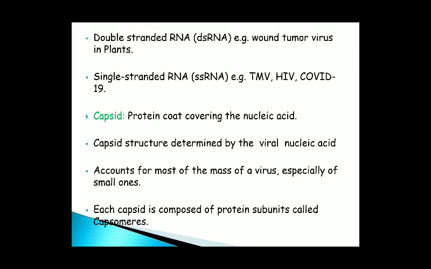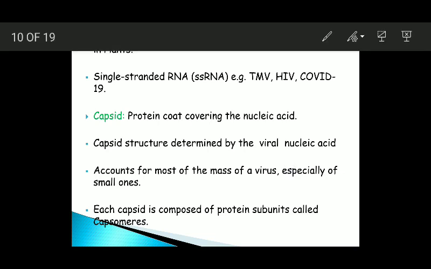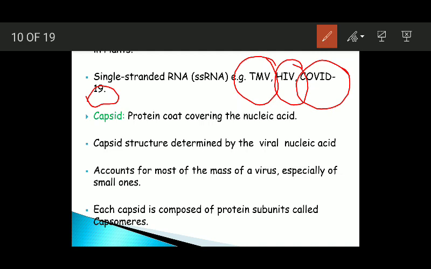All right. Then the fourth one is single-stranded RNA viruses. The examples are tobacco mosaic virus, human influenza virus, and COVID-19. All these viruses contain single-stranded RNA as their genetic material. Now we are clear with the genetic material of viruses.